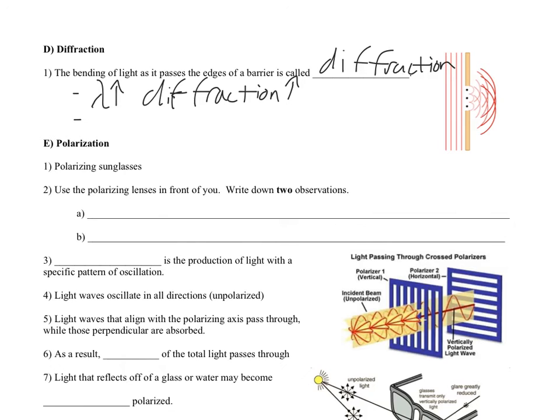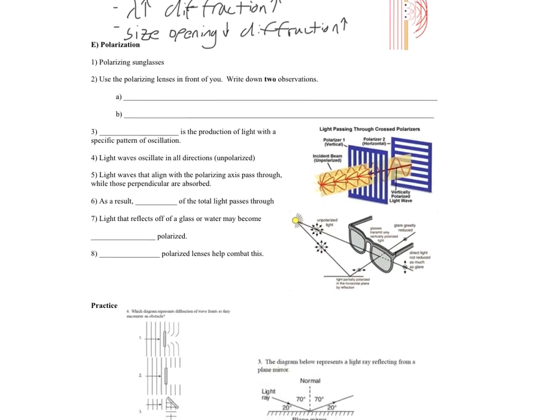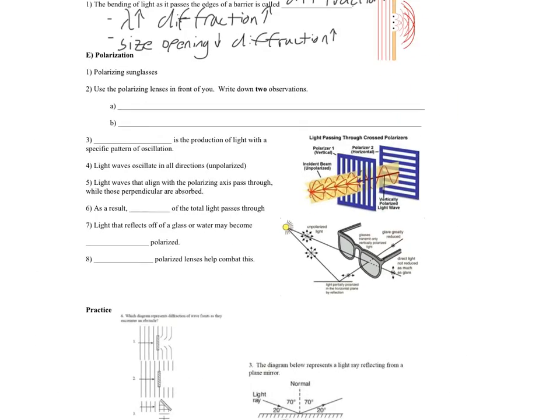We also found that as the size of the opening goes down, diffraction goes up. Some people said that was an inverse relationship. That's a fine way to think of it. And they said that wavelength to diffraction is a direct relationship. You can think of it that way. That's just fine. Polarization was an extra topic. We're not really going to go into it, but we checked out some polarizing lenses in class.